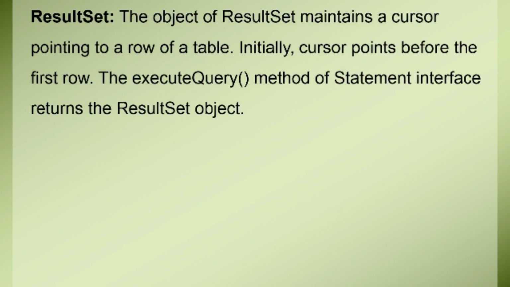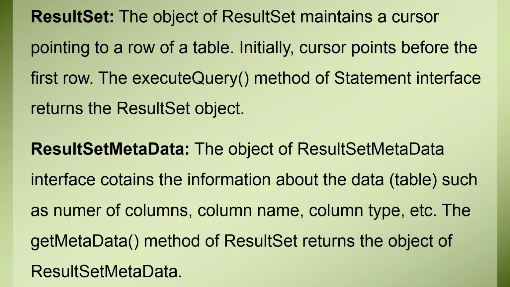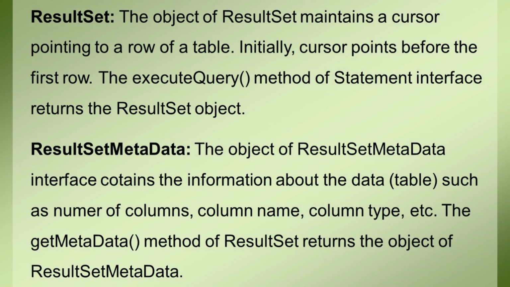ResultSet. The object of ResultSet maintains a cursor pointing to a row of a table. Initially, the cursor points before the first row. The executeQuery method of the Statement interface returns the ResultSet object. ResultSetMetaData. The object of the ResultSetMetaData interface contains information about the data table, such as number of columns, column name, column type, etc. The getMetaData method of ResultSet returns the object of ResultSetMetaData.